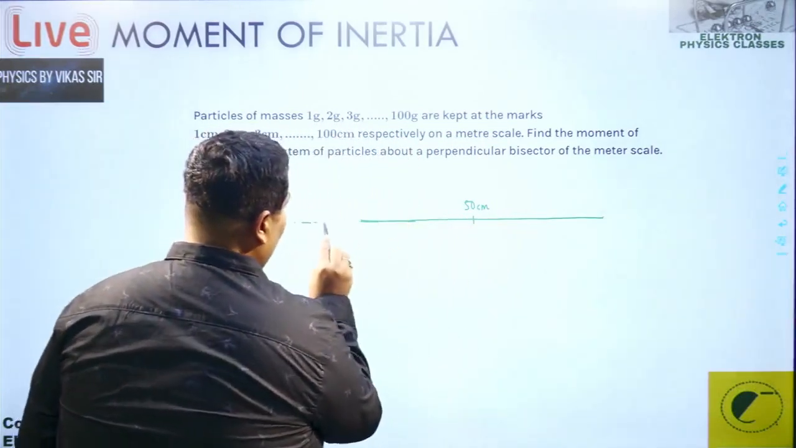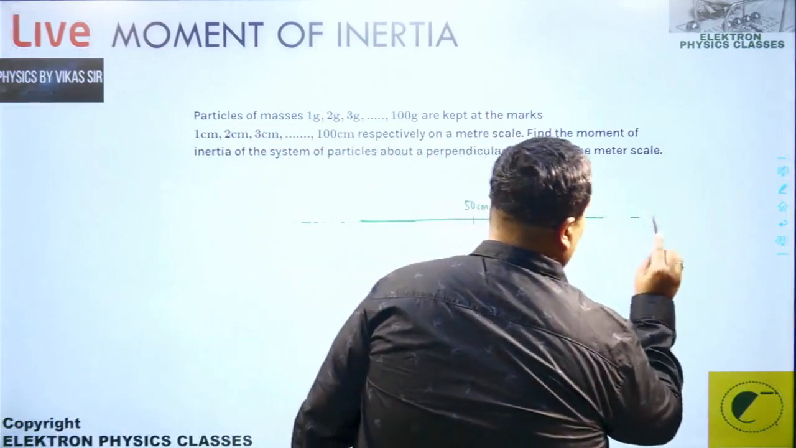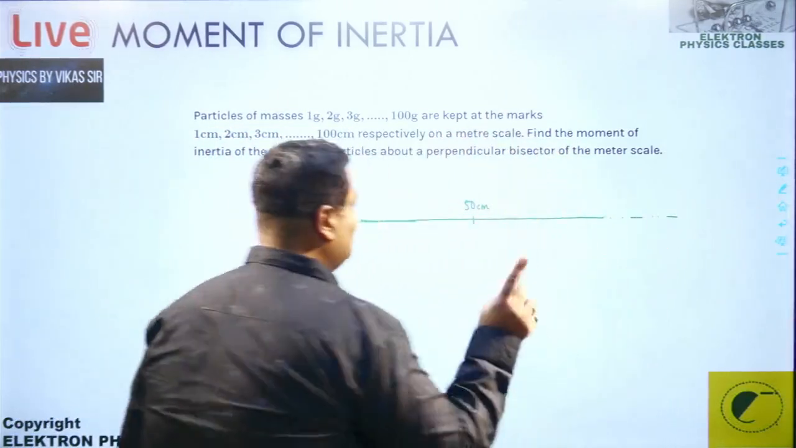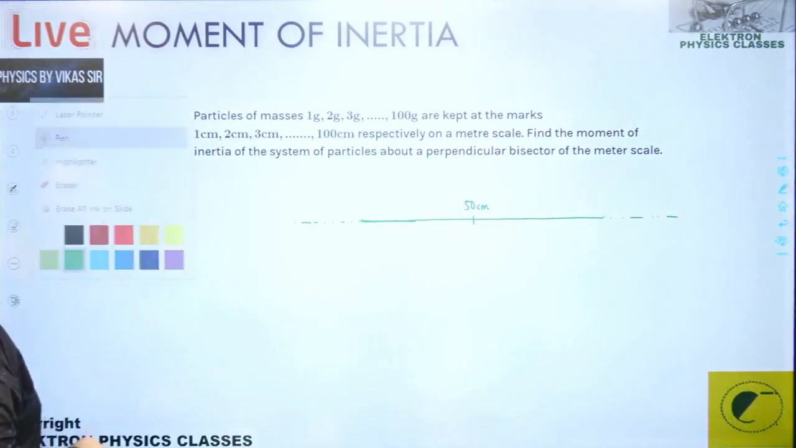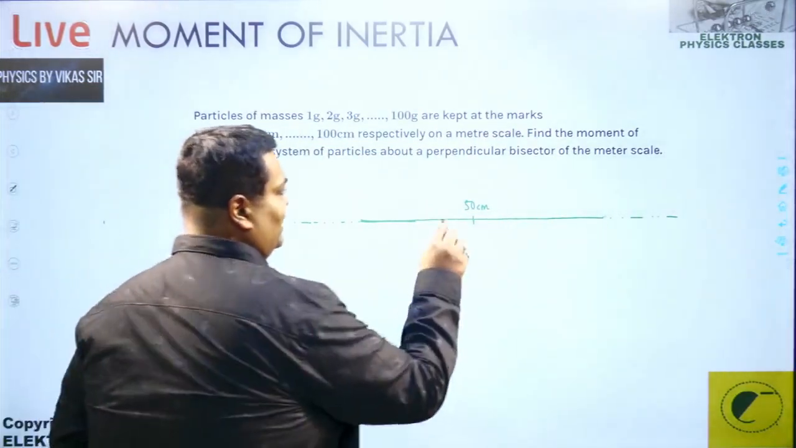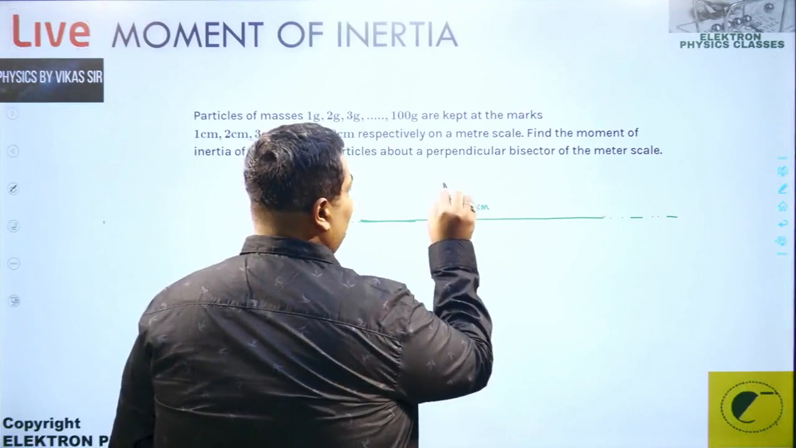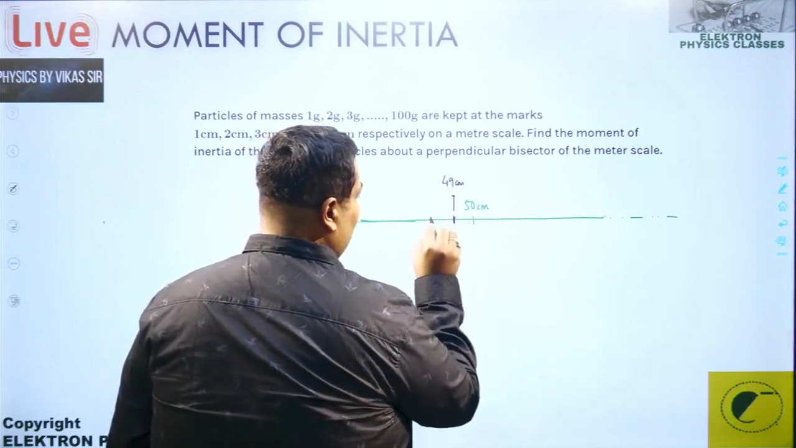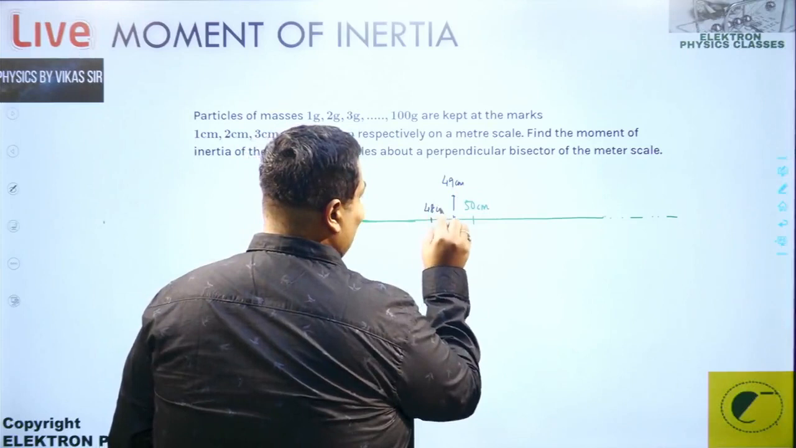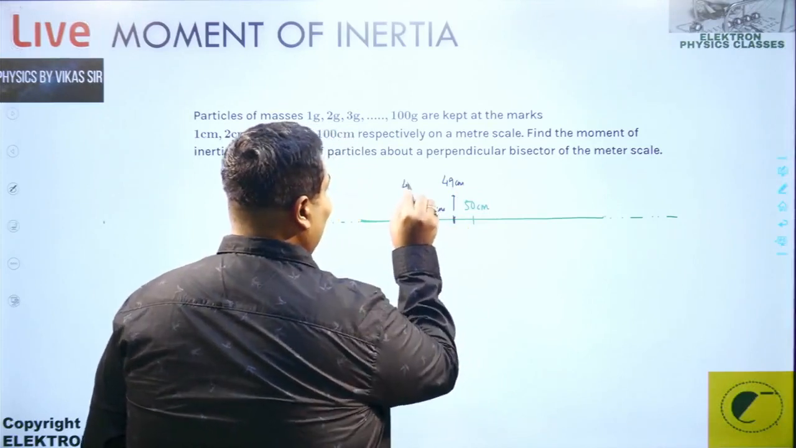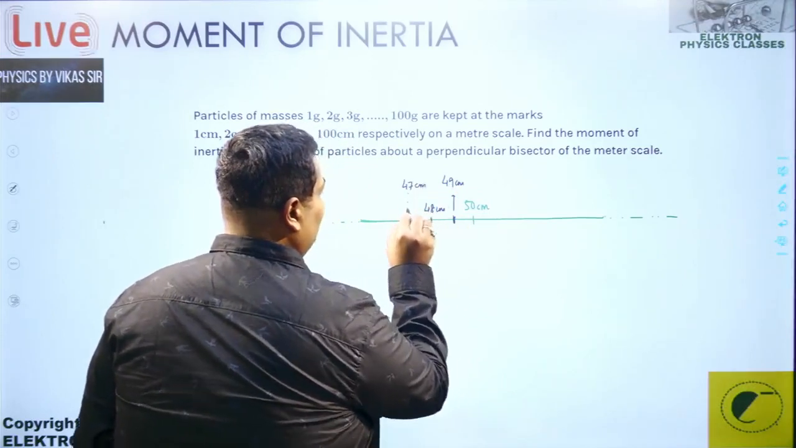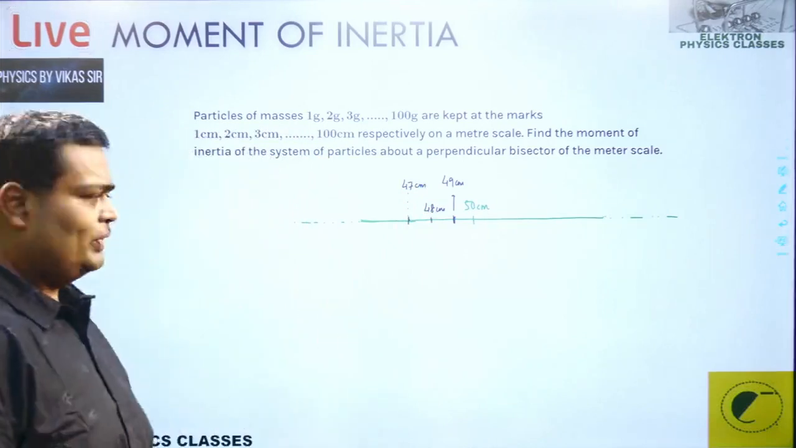So there are particles on both the sides, right? So let's sketch out the particles. We have the particle here at the 49 centimeter mark. This is the 49 centimeter mark. This is the 48 centimeter mark. This is the 47 centimeter mark, and so on towards the left, right?